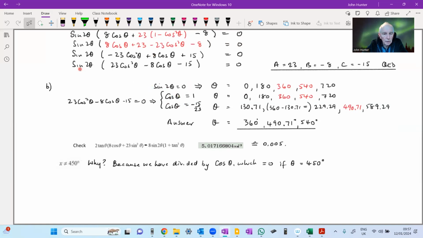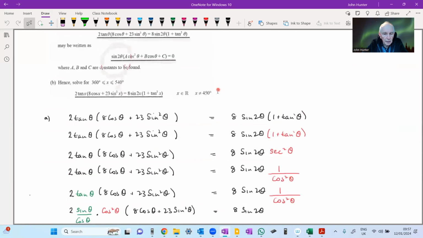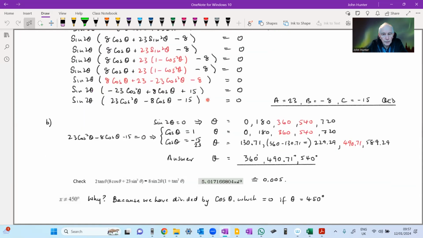Right, so now we're looking at the solution to this equation, and sorry, we'll have to scroll back up to the top. We are actually looking for solutions in the range 360 to 540. And note here it says x is not equal to 450.